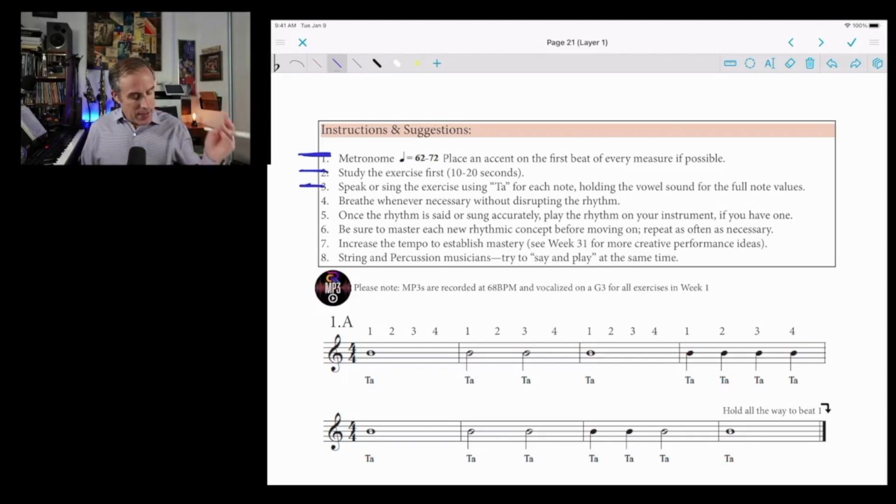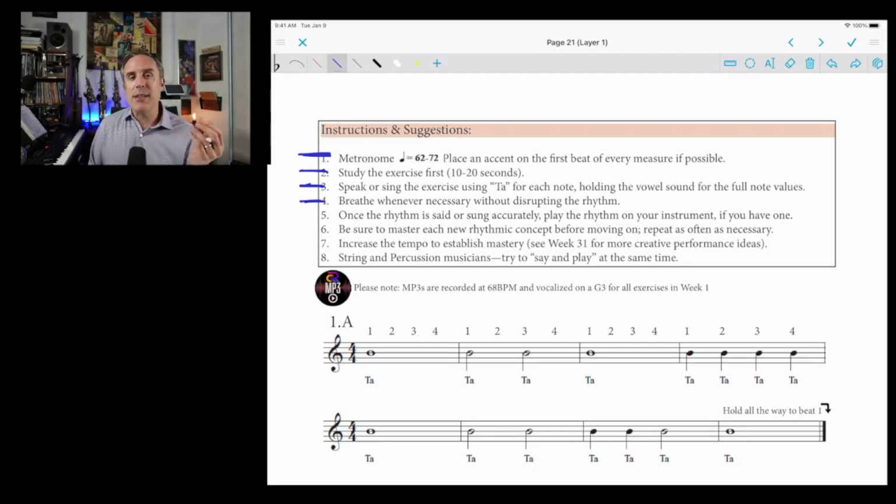The third thing, speak or sing the exercise on ta. So in these exercises in week 1, all of the syllables that we'll be using are ta, or if there's rests, silence. So the only syllable you need to think about is ta in this one.